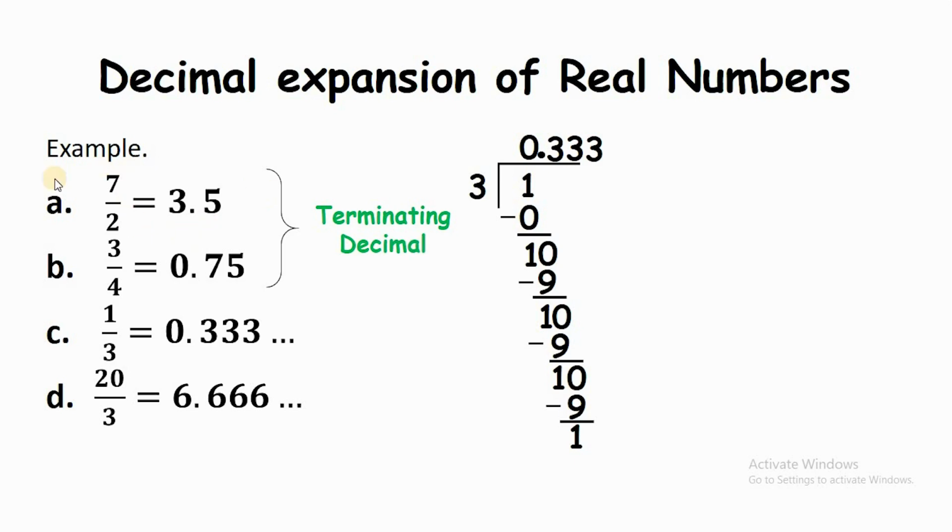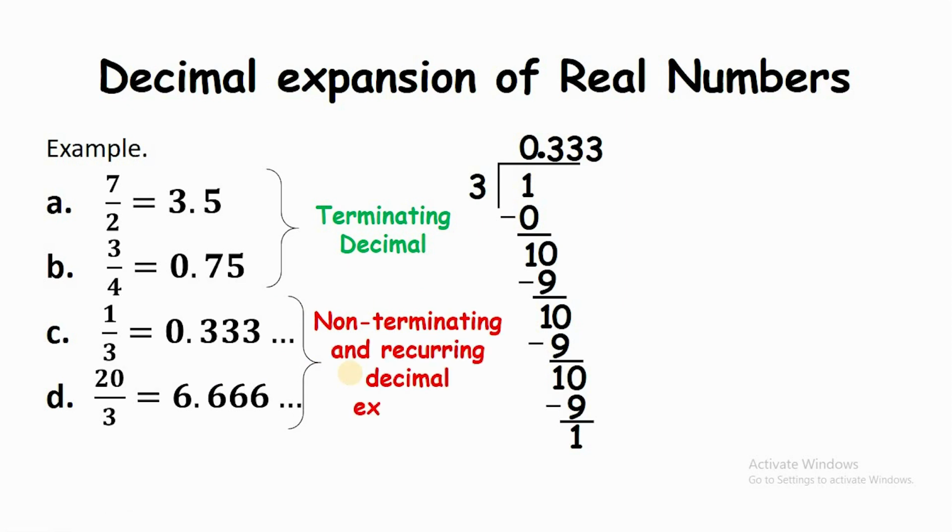And in the next two examples, that is C and D, in both the cases you will see that the decimal points are not terminating. At the same time, it is repeating. So such kind of decimal expansions are called non-terminating and recurring decimal expansion, or you can say repeating decimal expansion. So every rational number will have either terminating decimal expansion or non-terminating and recurring decimal expansion.